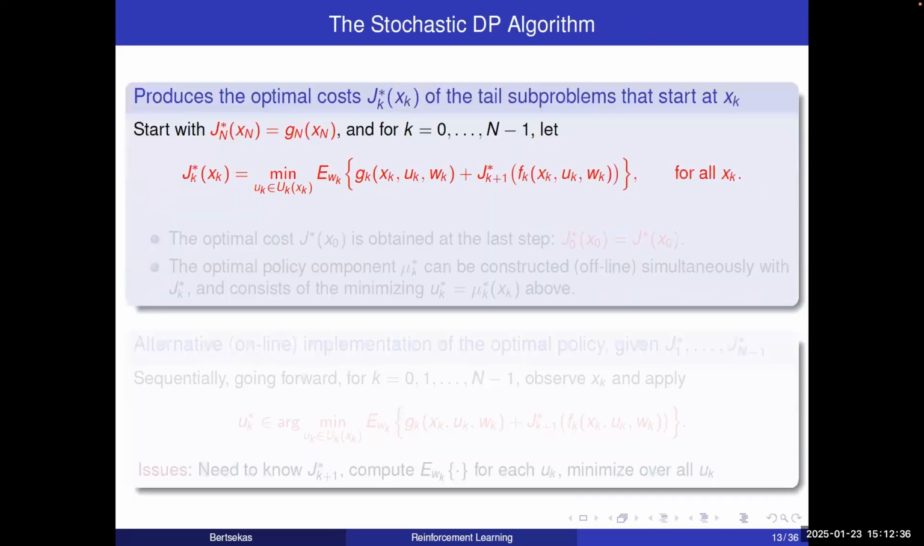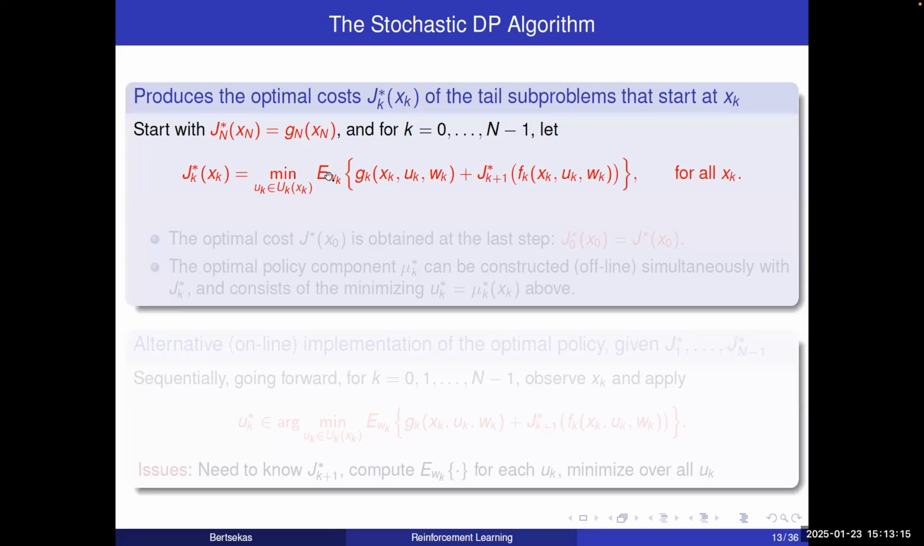Okay, so the ideas of the principle of optimality apply also here. And the stochastic dynamic programming algorithm has a similar structure as the deterministic one. It produces the optimal cost J_k star, depending on the state, of all the tail subproblems that start at all the different states and stages. It starts from the terminal cost and it goes backwards in time using this formula here, which is the same as the one we had before, except it involves expectation.